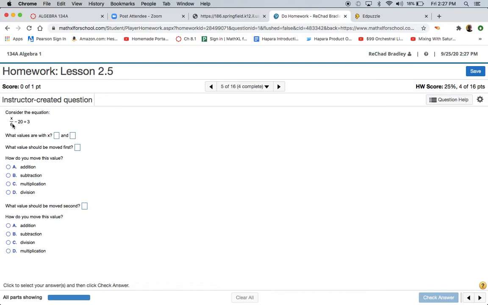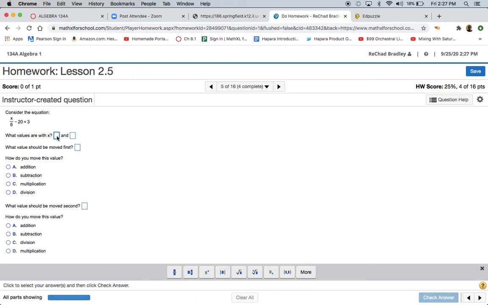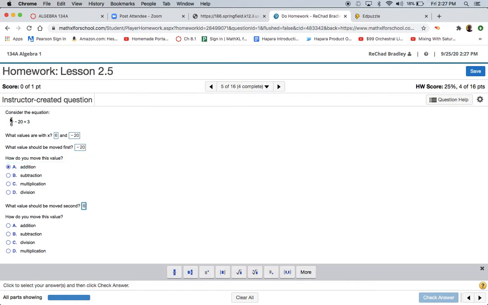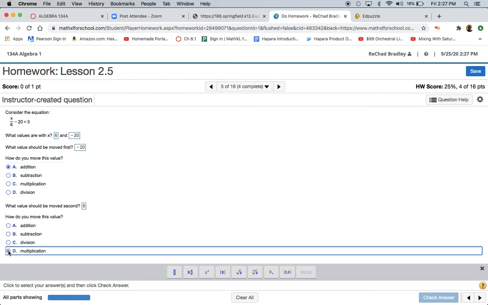The values with X are 6 and negative 20. The value that needs to be moved first here is the negative 20 because it is weaker. Again, since that is minus 20, we want to add. The value that needs to be moved second is the 6. That 6 is X divided by 6, so we need to use multiplication to move it.